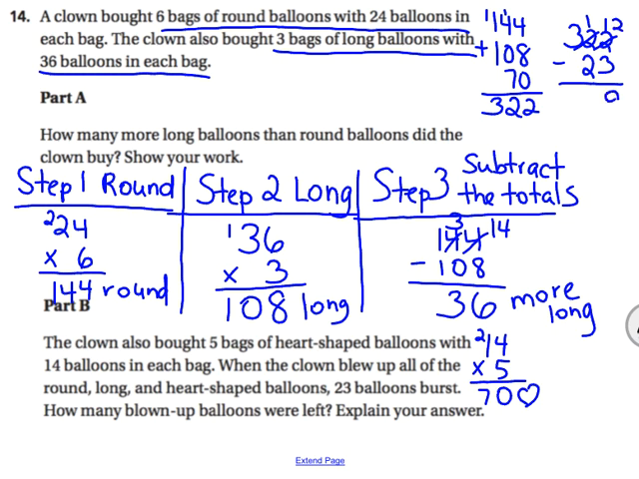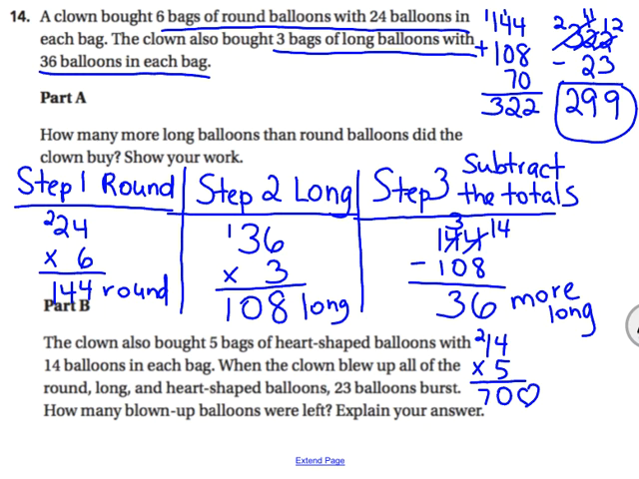12 take away 3 is 9. Now if I have 1, I can't take 2 away, so I go to the 3. And remember, you add 10 to that. This is going to become 11. 11 take away 2 is 9. 2 take away 0 is 2. So this is our final answer, okay?